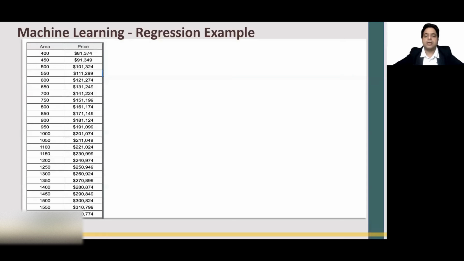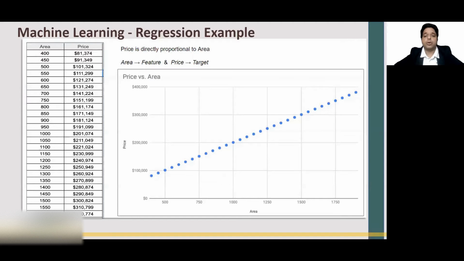Observing this data set, you would figure out that the price is linearly proportional to area. That means when the value of area increases, the value of price also increases in a linearly proportional manner. That also means, from our machine learning logic, area is the feature. That means area is the predictor which can predict the value of the price because they're linearly proportional.